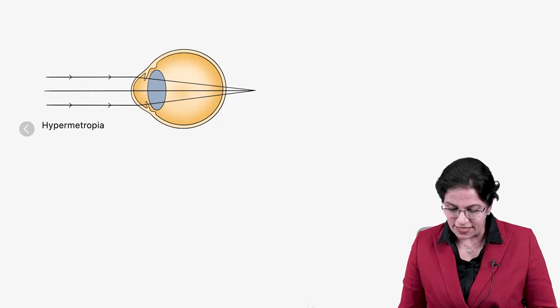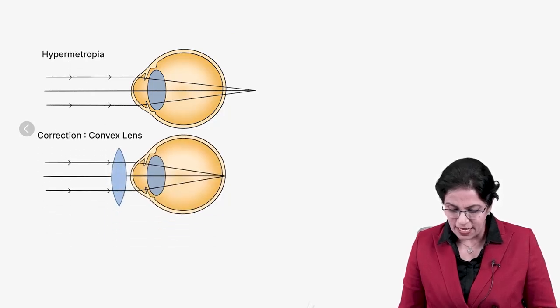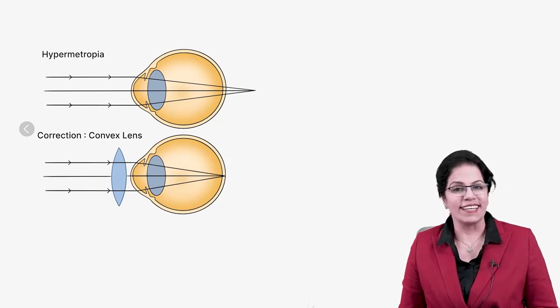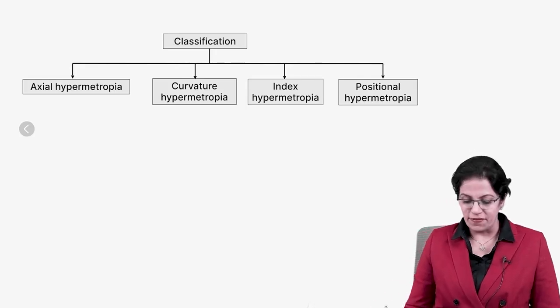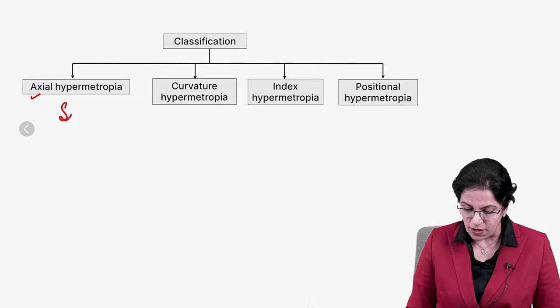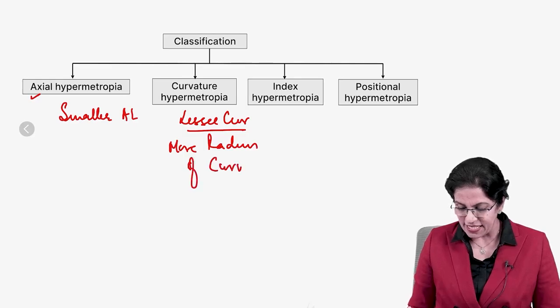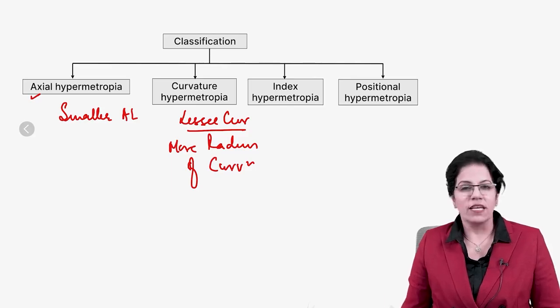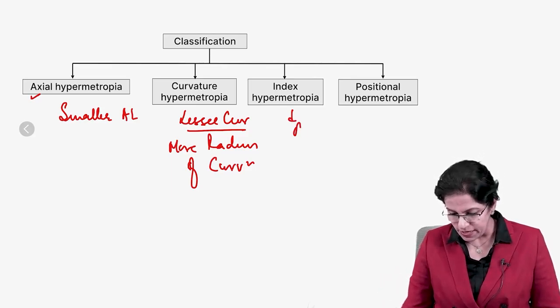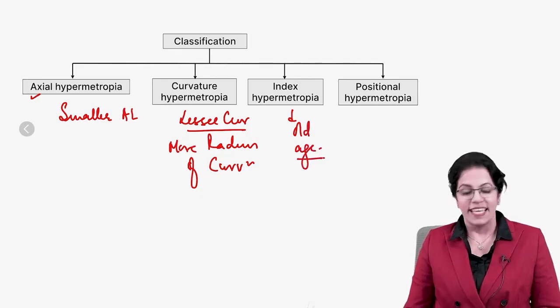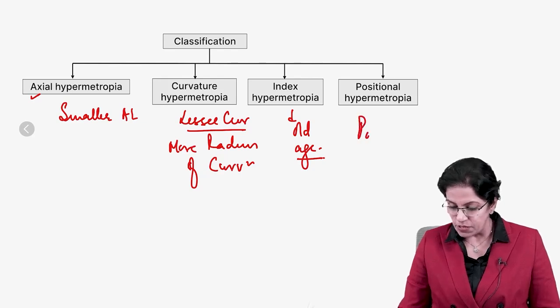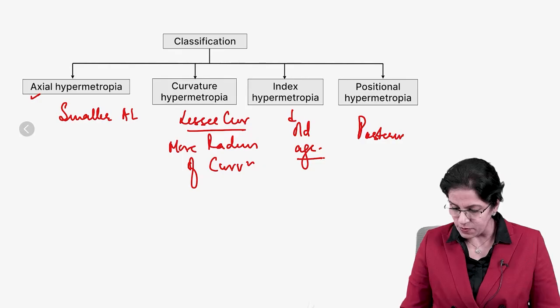As you can see here, the light rays are focused behind the retina. We are using a convex lens. It is now focused on the retina, right? So again, how do you classify? We classify it as axial. This time it will be the small eye, smaller axial length. Second, curvature. Again, lesser curvature means more radius of curvature, isn't it? Then next is index. Here the refractive index becomes less, sometimes in old age as a physiological change, and positional, where there can be posterior dislocation of the lens.